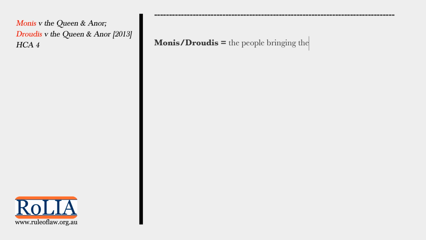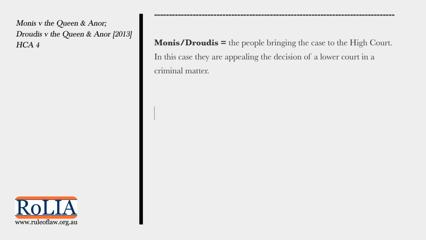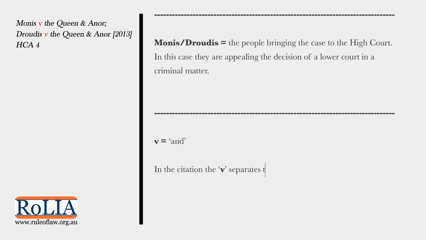In the judgment summary, they're called the appellants. So you can look through the judgment summary and wherever it says appellant, it's referring to Monis and Drudas. They're appealing the decision of a lower court in a criminal matter in this case. The V is said and, not versus or verse.